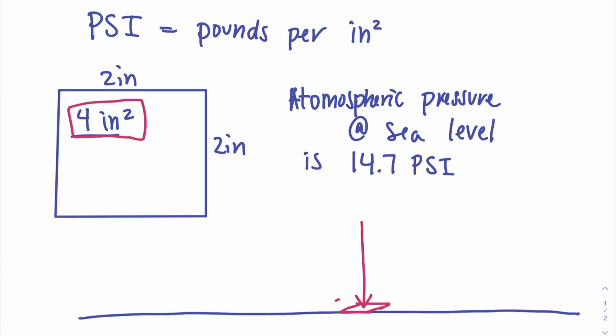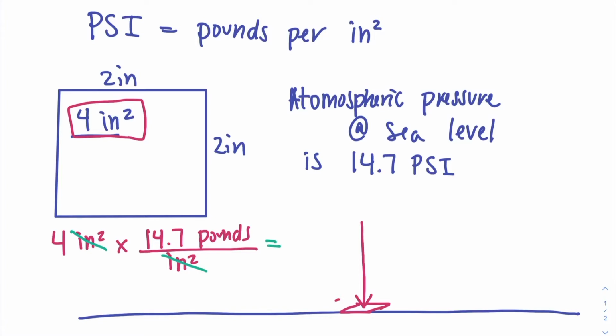Start with the given number, 4 inches squared times 14.7 pounds per, that's the line, square inch. And when we do this setup, our inches squared cancel, and we multiply 4 times 14.7, and that would be 58.8 pounds of force.